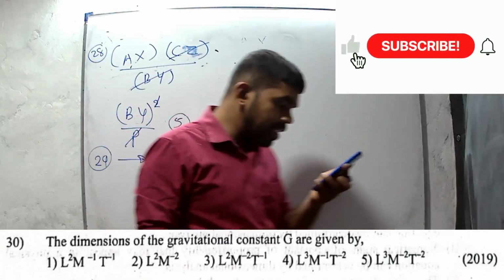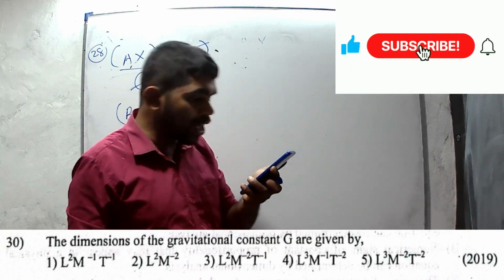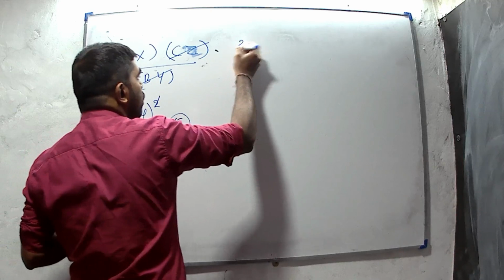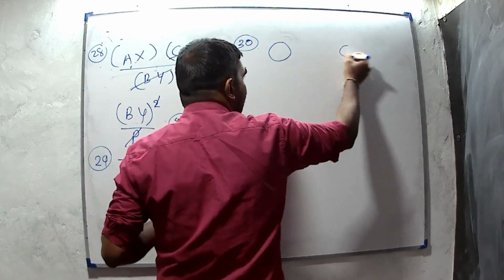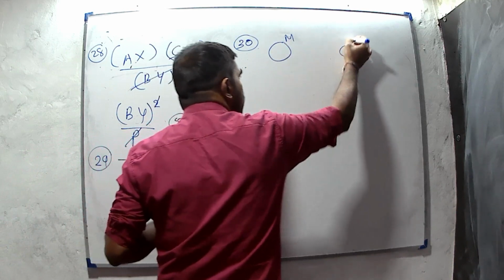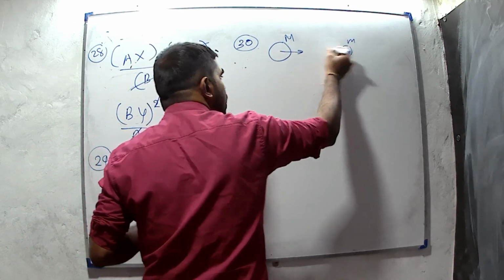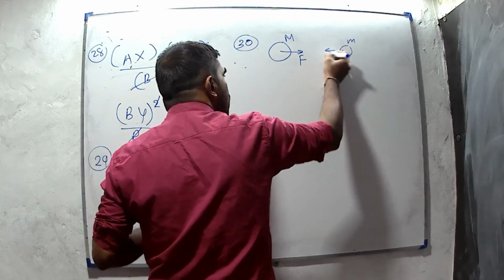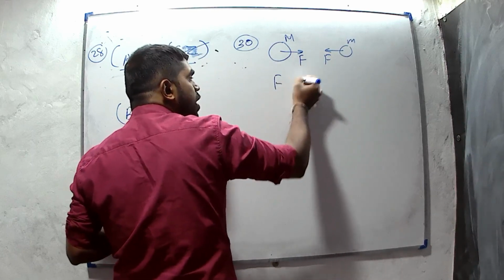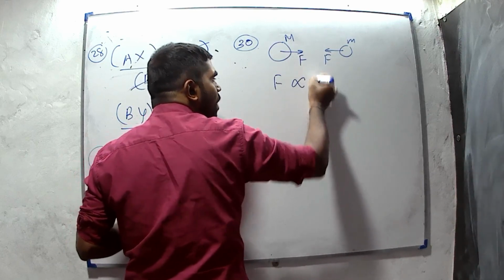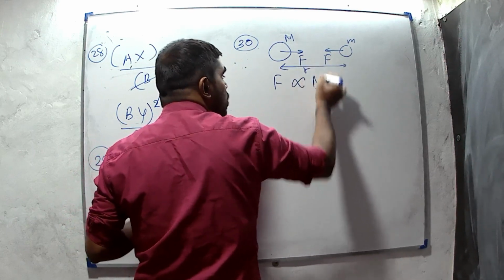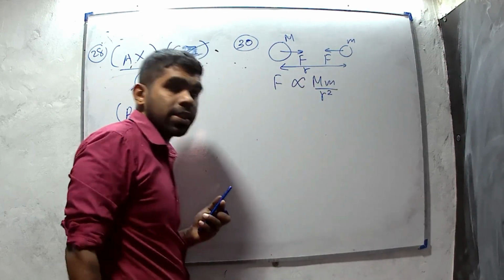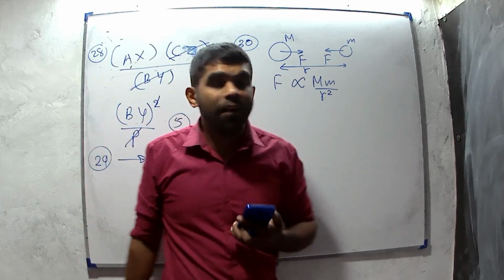30. The dimensions of the gravitational constant is given by. I will write the equation for Newton's gravitational law. If there are two masses, capital M and small m, the interaction gravitational force is directly proportional to the product of masses divided by the square of the distance between the two masses. It is the universal gravitational law.